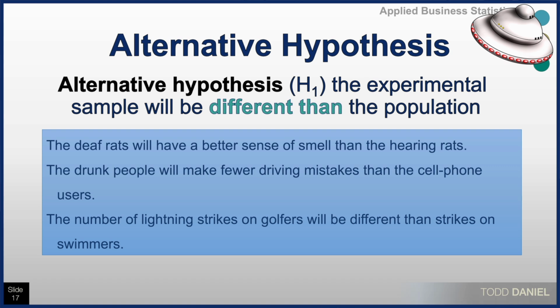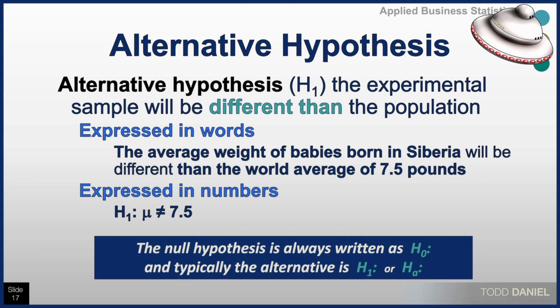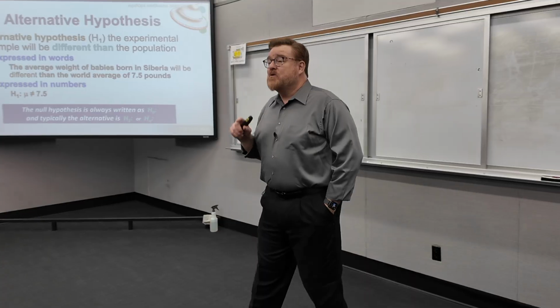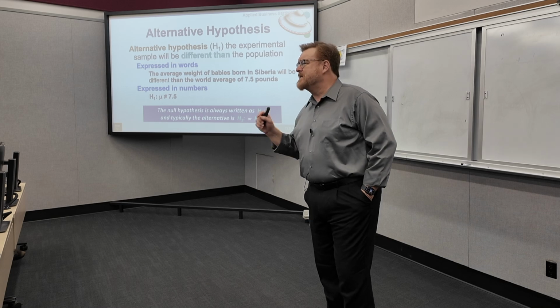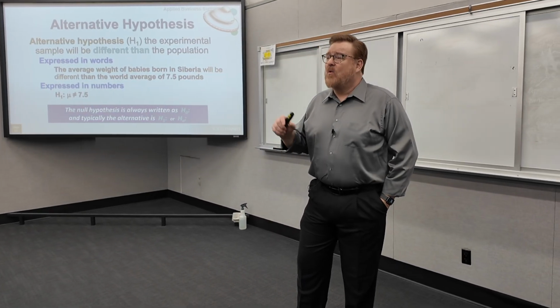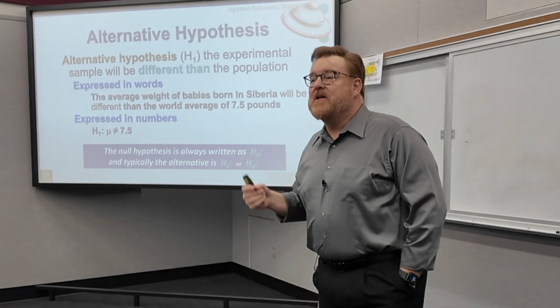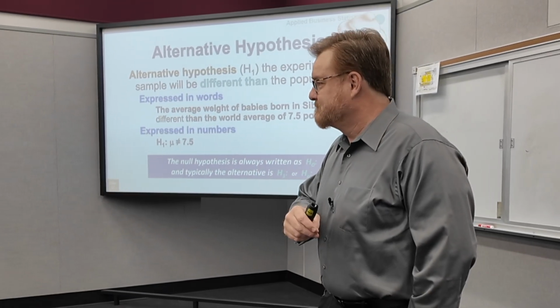There's a third example. The number of lightning strikes on golfers will be different than the number of lightning strikes on swimmers. Now, if we're going to put our alternative hypothesis into words for our baby weight example, we'd probably write it like this. The average weight of babies born in Siberia will be different than the world average of 7.5 pounds. And if you go back to the null hypothesis, you'll notice that these two are almost exactly the same. One says will be different. The null hypothesis says will not be different.